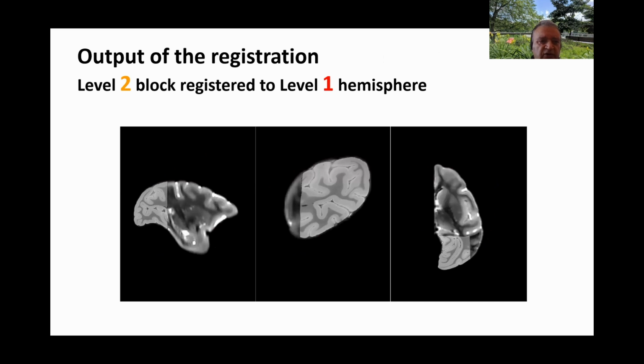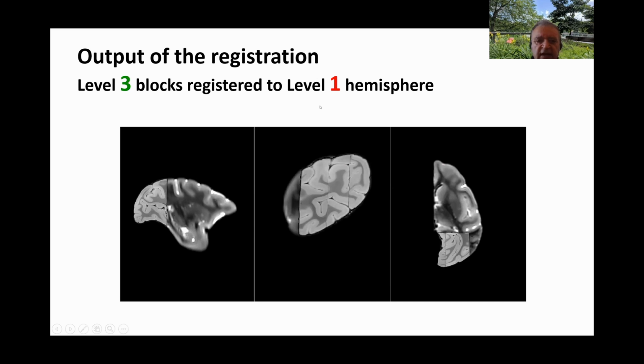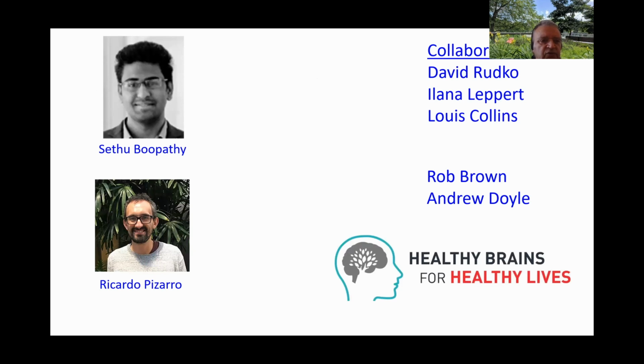Here is a demonstration of the final output. This is a level 2 block, the larger posterior block on level 1 hemisphere. And that would be the 3 stitched blocks, the smaller blocks of level 3, level 1 hemisphere. I would like to thank Setu, who did the majority of the work here, Ricardo, who pursued the deep learning for segmentation, my collaborators, and you guys for your attention. Thank you.